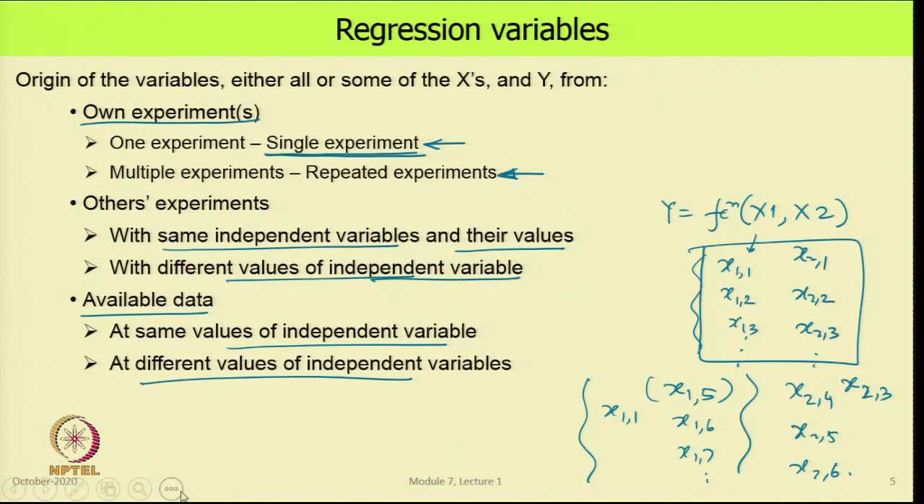So, all these possibilities are there, and in general we can use the regression for this. In the current course we will limit ourselves to either of these, this or this, and we will say that I have generated all the data either from a single experiment or from multiple experiments, and now I want to develop a regression. These require advanced techniques in analysis, and so they are left for an advanced course.